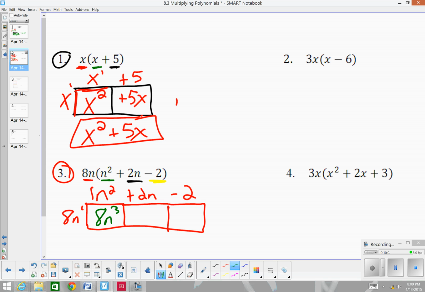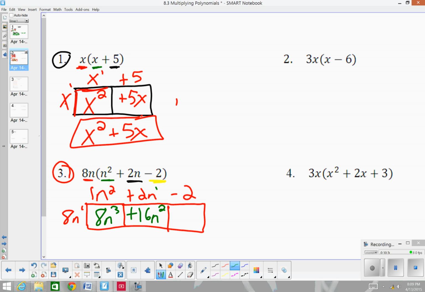Good. Now, still, the width of this second box, step 3, find the area of the second box, it's still 8n, so it's 8n times 2n. Now remember, multiply the coefficients first. So 8 times a positive 2 is a positive 16. Good. So now I have n to the first times n. Now remember, 1 plus 1 is 2, n squared.